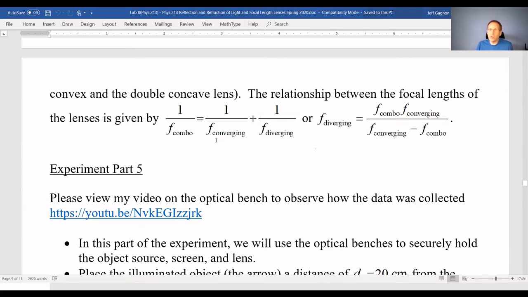equal to 1 over the focal length of the converging lens plus 1 over the focal length of the diverging lens. So to make this formula easier, because it's harder to use it when it's sort of in this inverse form, I solved this for F diverging, because that's ultimately what we want to find. So if you multiply both sides by the lowest common denominator and solve it for F diverging, you're going to get this formula. It's simply F combo times F converging divided by F converging minus F combo. Okay. So once we have F combo, this is the formula you want to use to find F diverging.